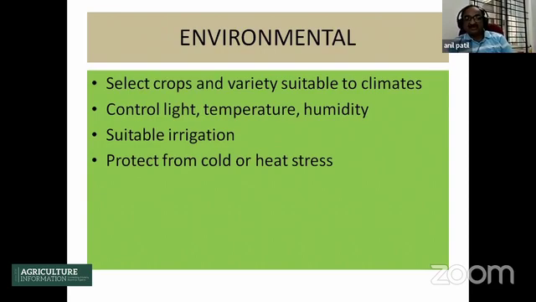Temperature should not be higher, it should be moderate. If temperature is higher, reproductive activity will get affected. Pollen anther dehiscence will not happen. Pollen will shrink and becomes infertile. So that is the reason why you don't get yield, and the flower drop happens if there is no fertilization or pollination. So temperature becomes important.